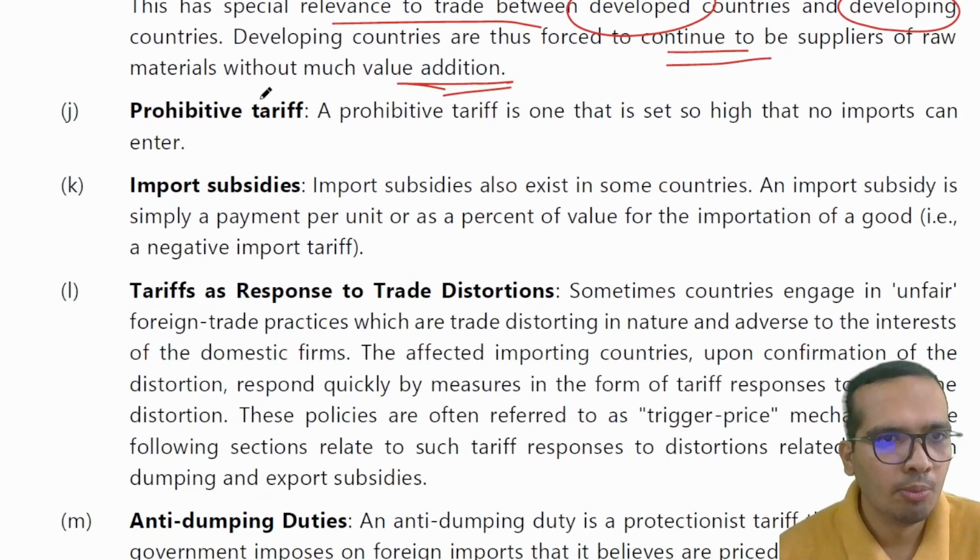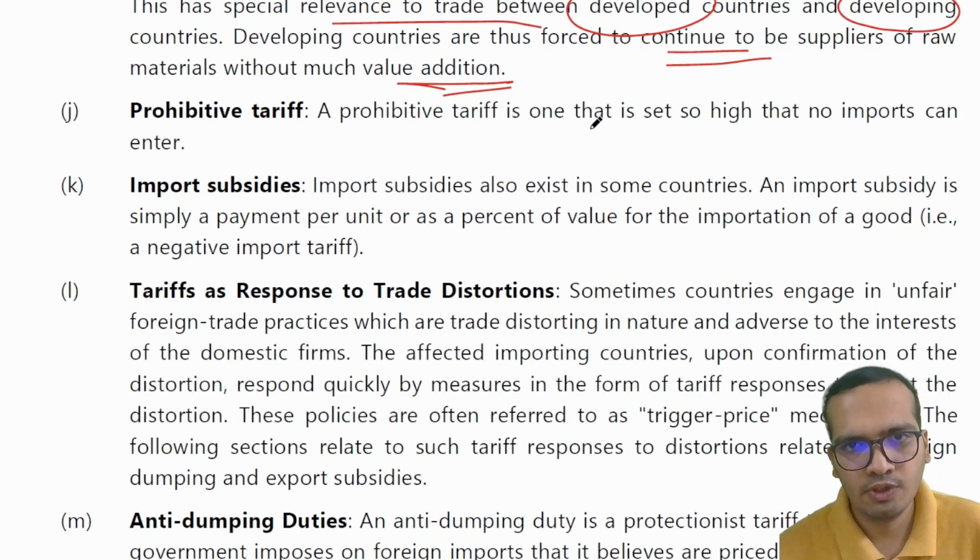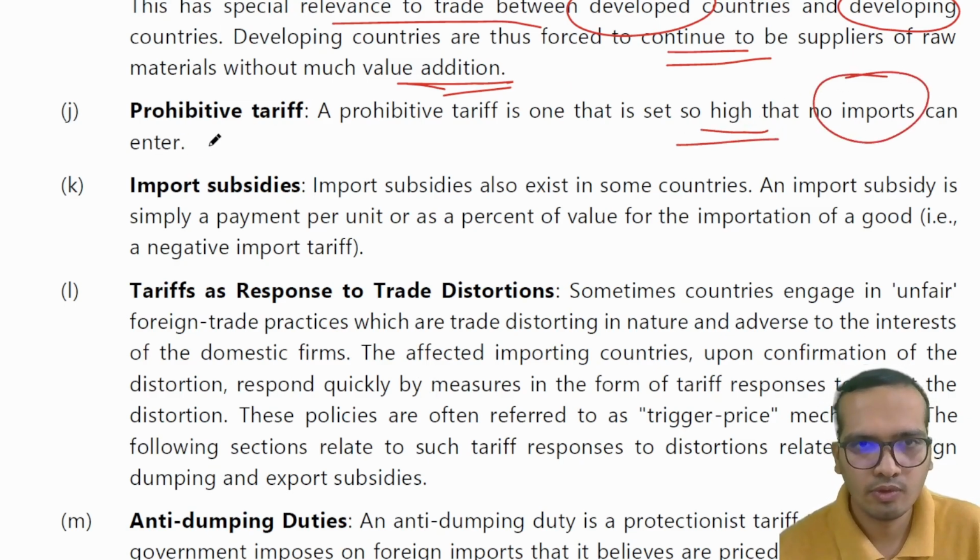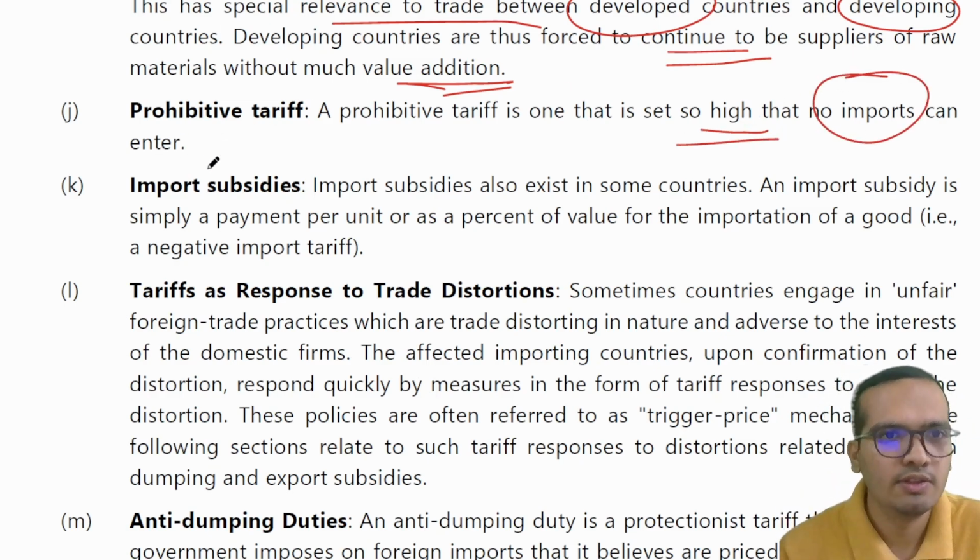फिर आता है prohibitive tariff. A prohibitive tariff is one that is set so high that no import can enter. Could be say 100%, 200%.